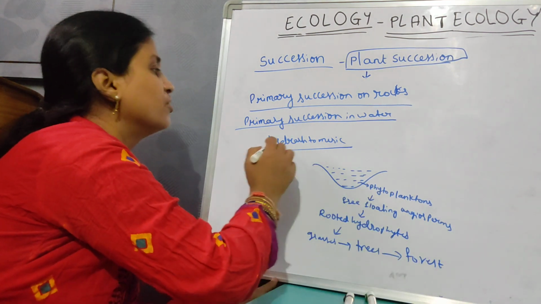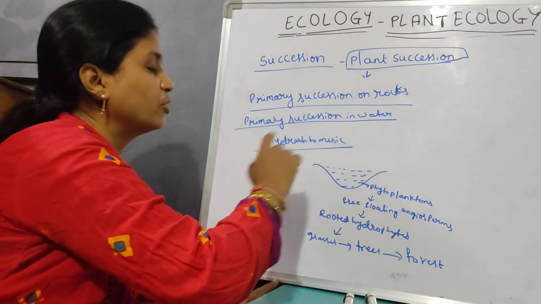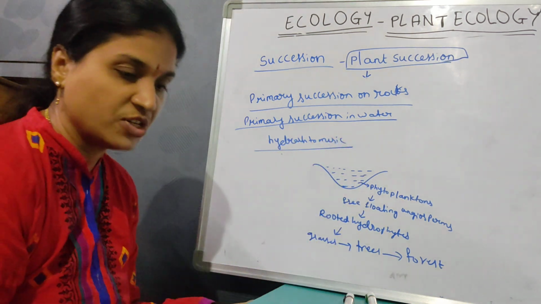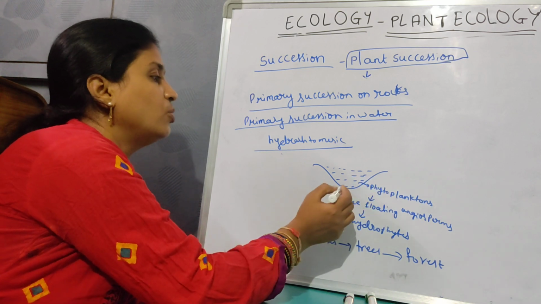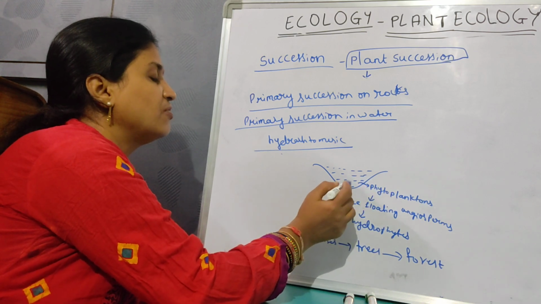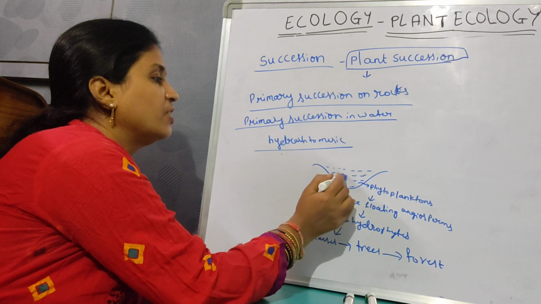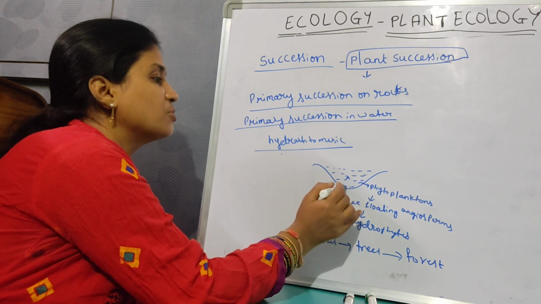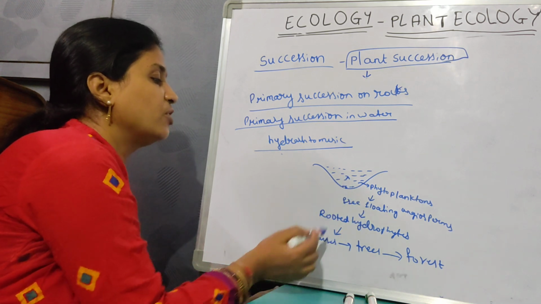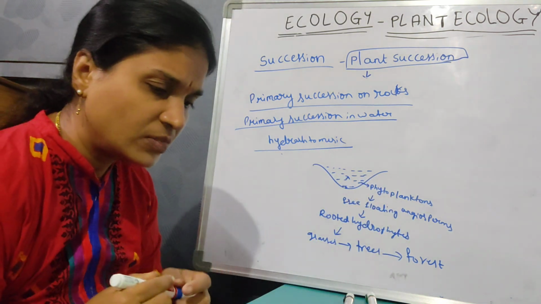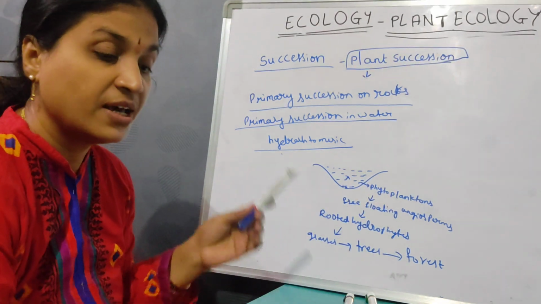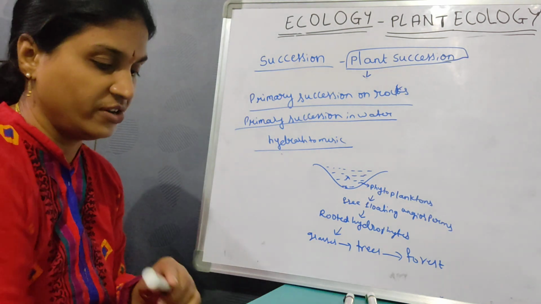So what has happened here? From hydric to mesic condition, the plant succession has taken place. The first pioneer species are phytoplanktons. They have formed into the free floating angiosperms, then to rooted hydrophytes, to grasses, to trees, to forest. So this is how the plant succession takes place. The primary succession in water and matter.